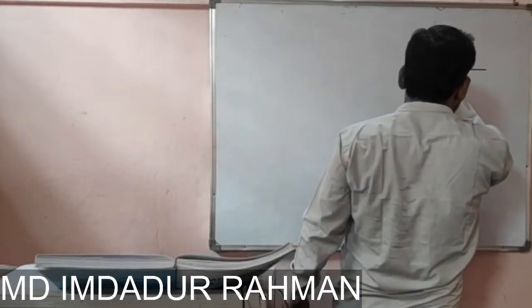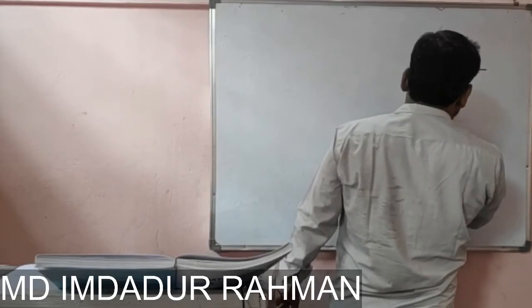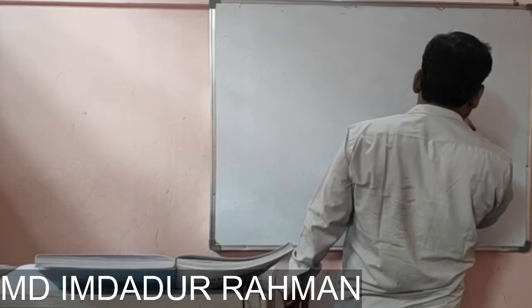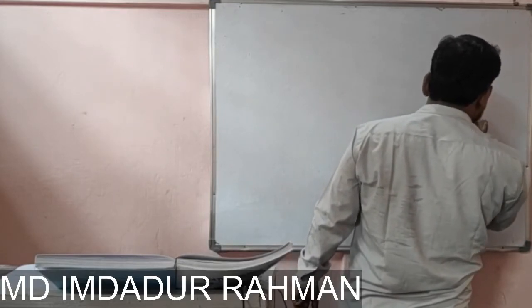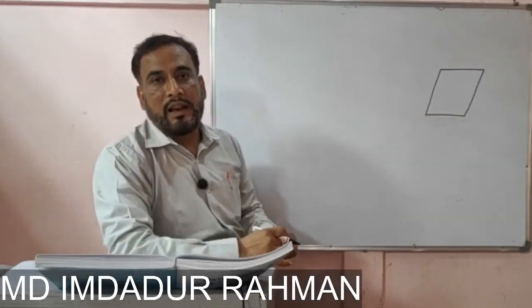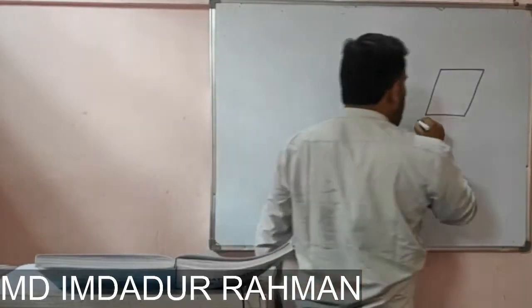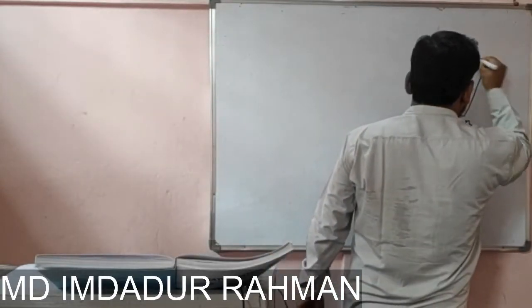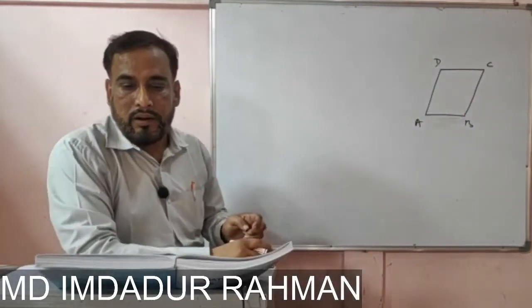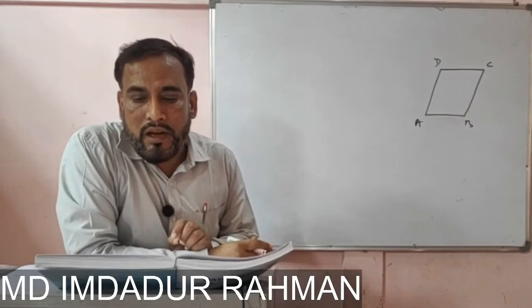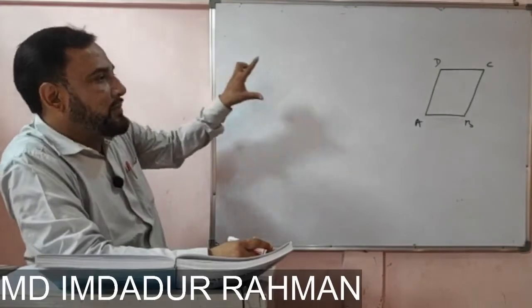So let us draw a rhombus. You know, the definition of a rhombus is a quadrilateral whose all sides are equal. And if all the angles are right angles, then this rhombus will convert to a square. So let ABCD be a rhombus. We know that AB is equal to BC is equal to CD is equal to DA. I will write it a bit elaborately.